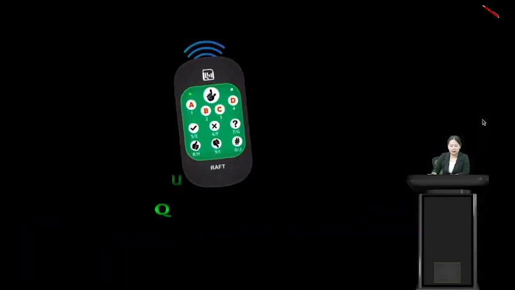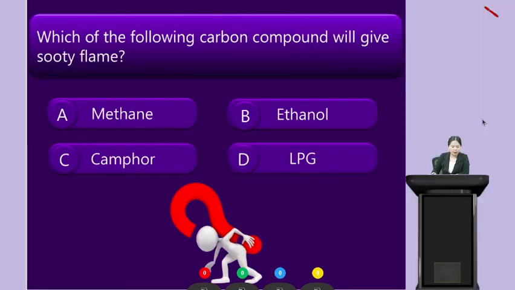We have another question, students. Please get your rough devices ready. The question is, which of the following carbon compounds will give a sooty flame? I'm giving you 15 seconds for this question. Your time starts now. Alright students, your time is up.